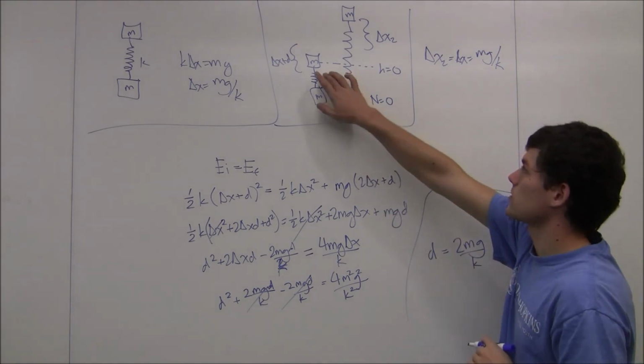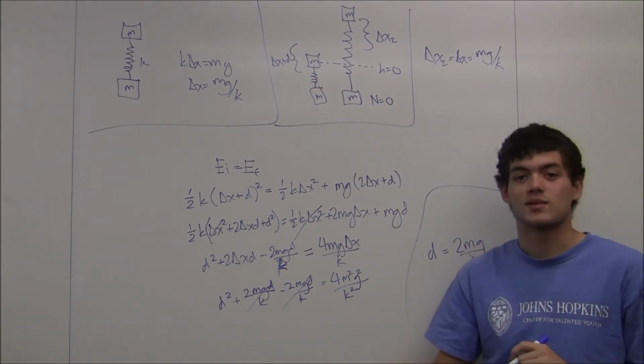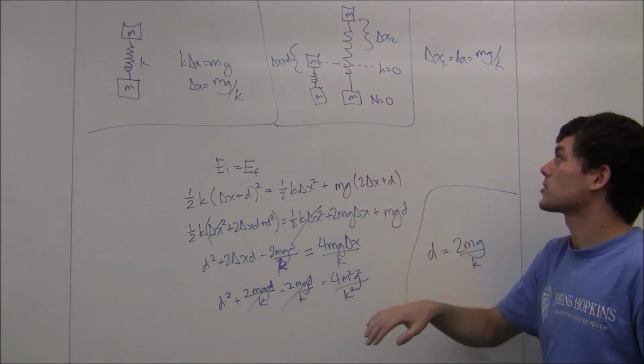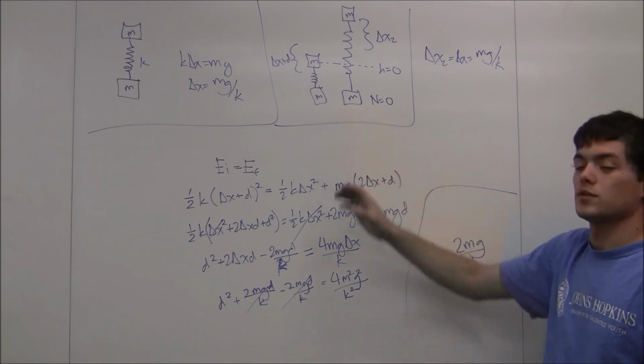So that's going to be the extra distance d that block is going to need to be compressed so that the energy in the spring is enough to pull this block up to the height at which this block will just barely lift off.